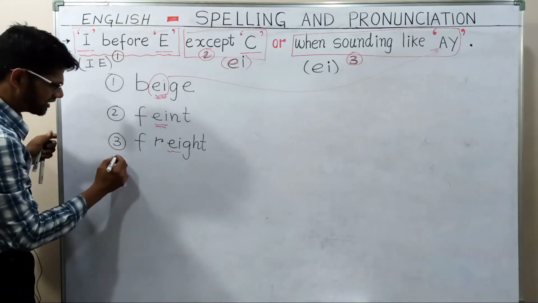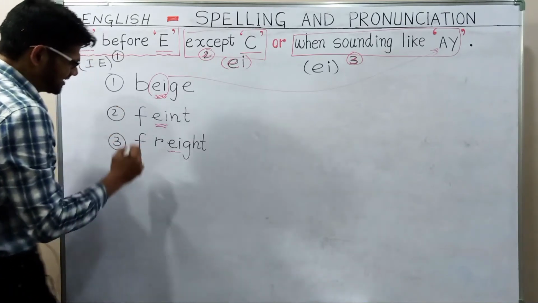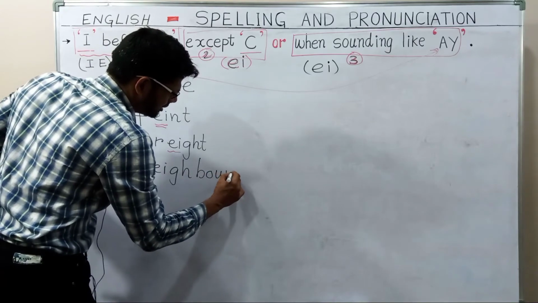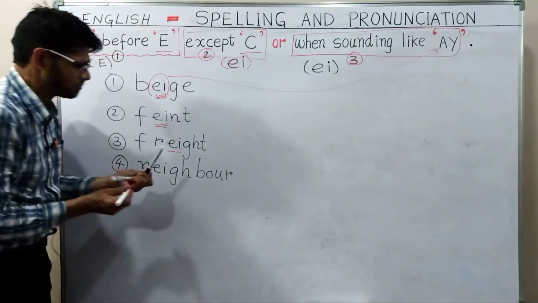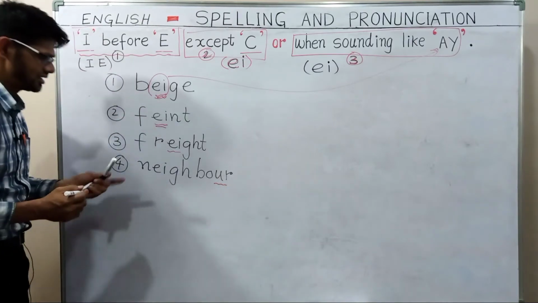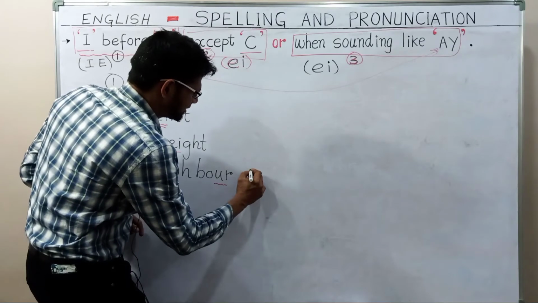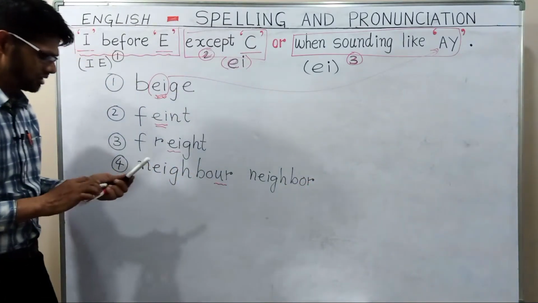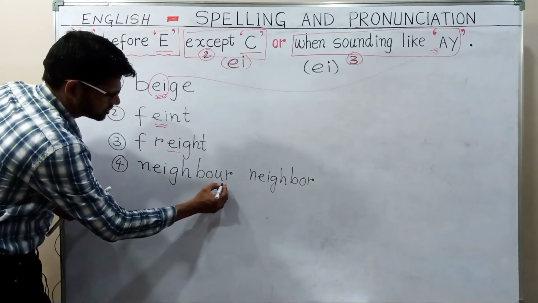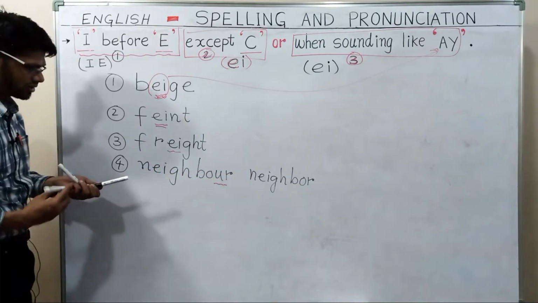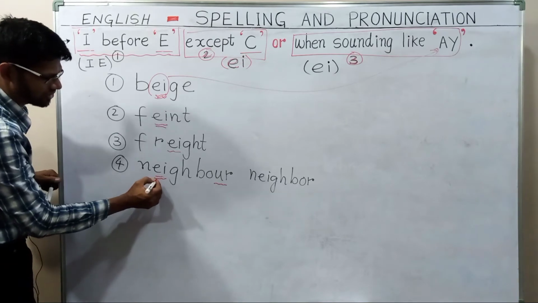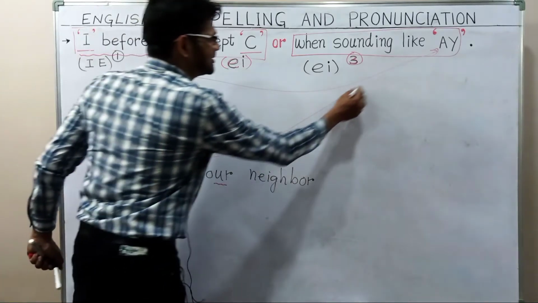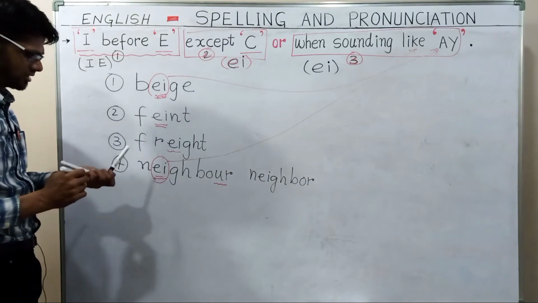Some more examples I would like to give. Neighbor, N-E-I-G-H-B-O-U-R. This is British English, where we write U-R. In American English we write N-E-I-G-H-B-O-R, only B-O-R. So we can write neighbor like this and like this also. Our focus is the A sound. N-E-I also gives the A sound.